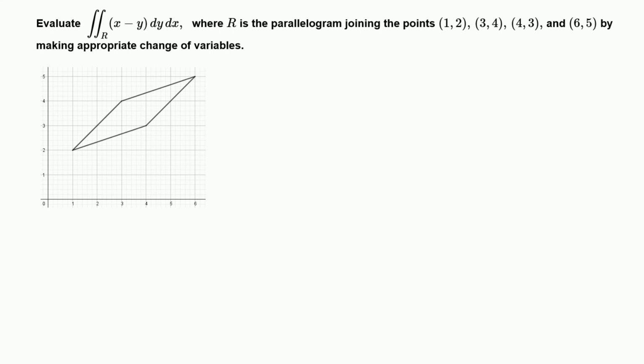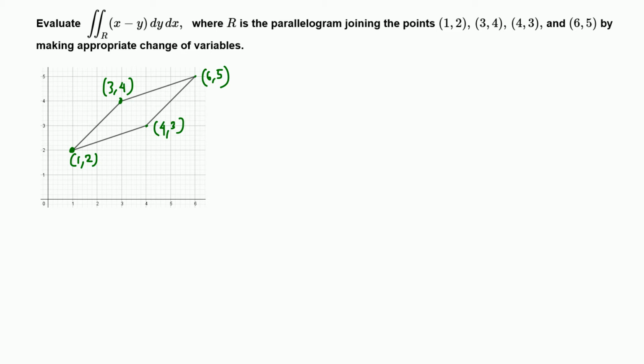Evaluate this double integral on R, where R is the parallelogram joining the points, by making an appropriate change of variables. So when we locate these points, here is (1, 2) and (3, 4), (4, 3) and (6, 5). Okay, we have a parallelogram.